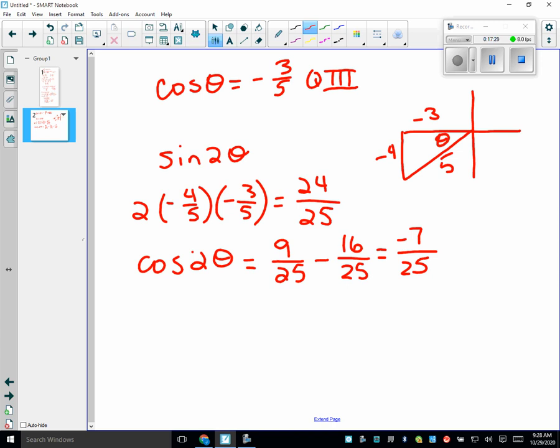Now let's find tangent of 2 theta. What's tangent of 2 theta? Isn't it 2 tan theta over 1 minus tan squared theta? Which is what? 2 times what? Negative 4/3. No, sorry, not negative. Positive 4/3. 2 times 4/3 over 1 minus 16/9. Can you get an answer for that?